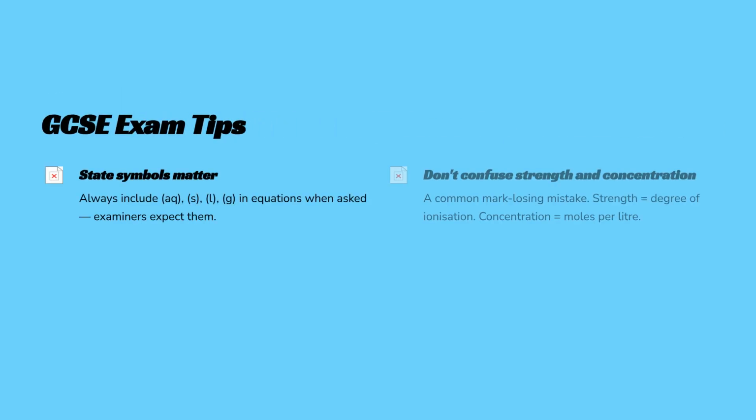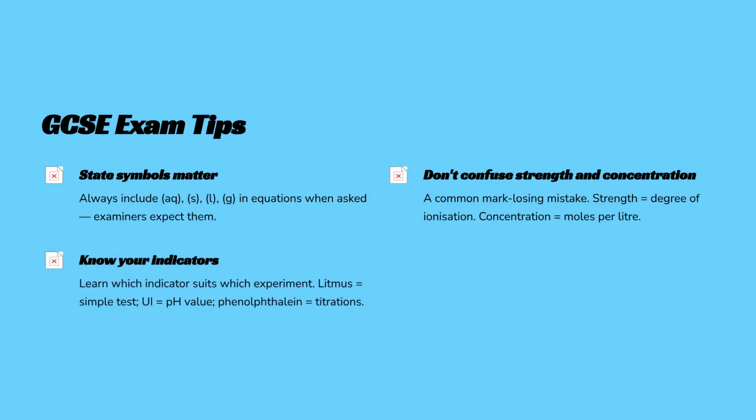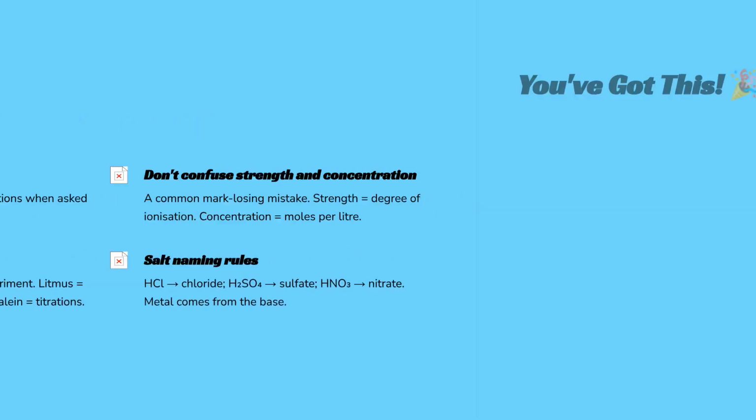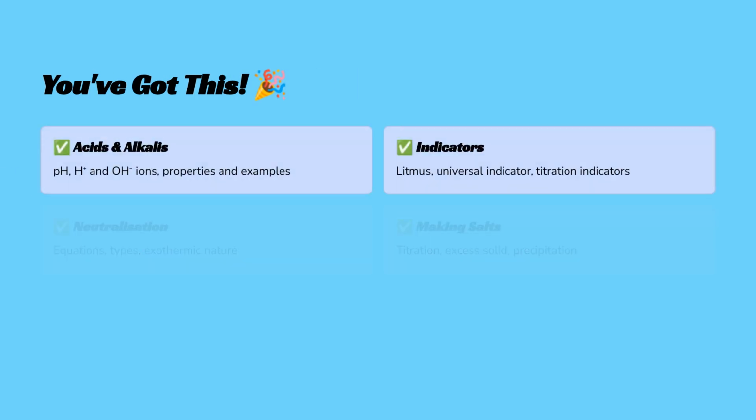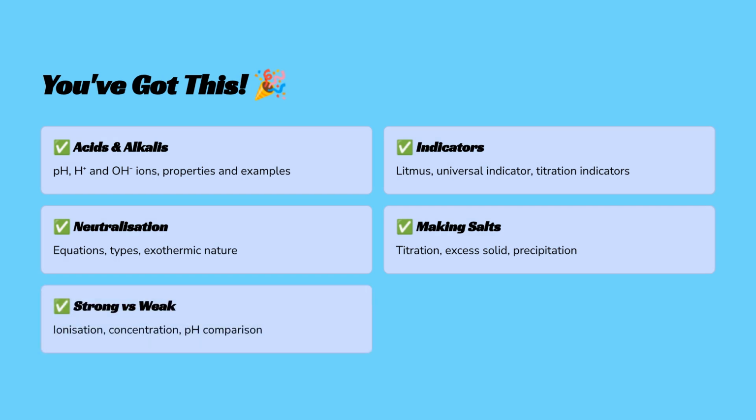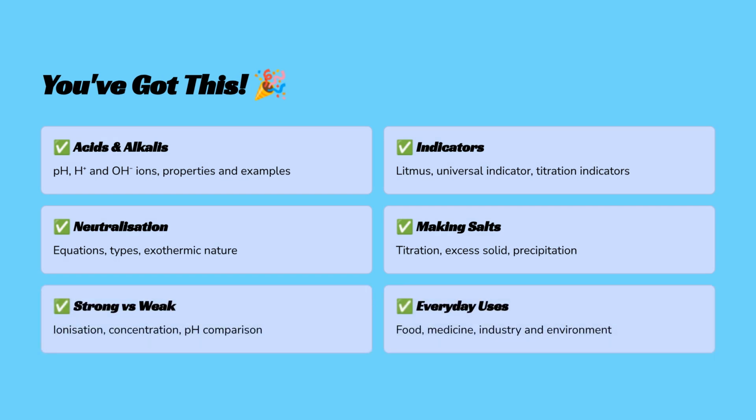Remember the difference between strength and concentration. Know your indicators and the rules for naming salts. You've reviewed the essential topics: acids and alkalis, indicators, neutralization and salts, strong versus weak acids, and everyday uses. Keep practicing, and you'll master this subject.